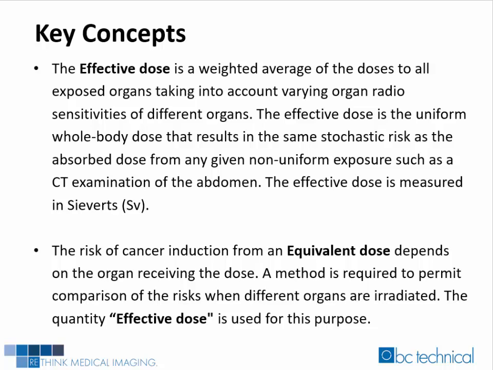The effective dose is a weighted average of the doses to all exposed organs, taking into account varying radiosensitivities of the different organs. The effective dose is the uniform whole-body dose that results in the same stochastic risk as the absorbed dose from any given non-uniform exposure, such as a CT examination of the abdomen. The effective dose is measured in sieverts.